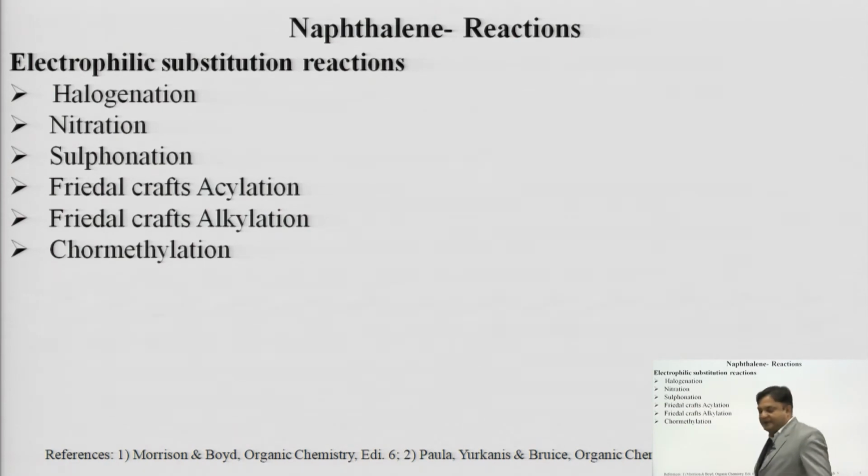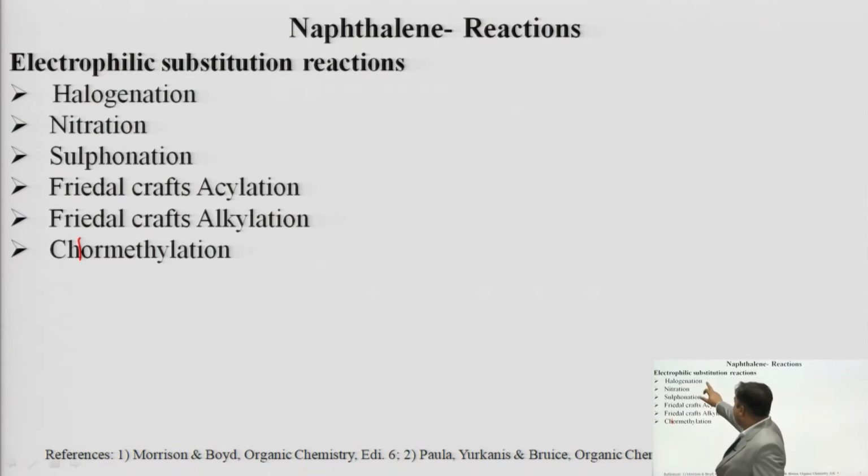Now, as we discussed earlier, the most preferred reaction of naphthalene is electrophilic substitution reaction, and we all know what the electrophilic substitutions mainly are. It has halogenation, nitration, sulfonation, Friedel-Crafts acylation, Friedel-Crafts alkylation. Okay. Then we have chloromethylation. So, these are all the reactions that come under the category of electrophilic substitution reactions.